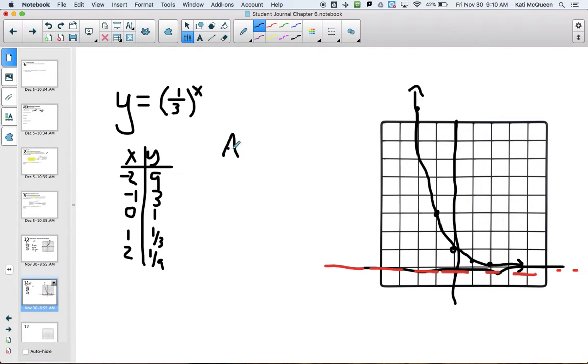So my asymptote is still a horizontal asymptote at 0, so y equals 0. My domain, again, this is going left forever and right forever. So my domain is going to be all real numbers. And since my function is always above the x-axis, my range is going to be y is greater than 0. Y never ever is negative.